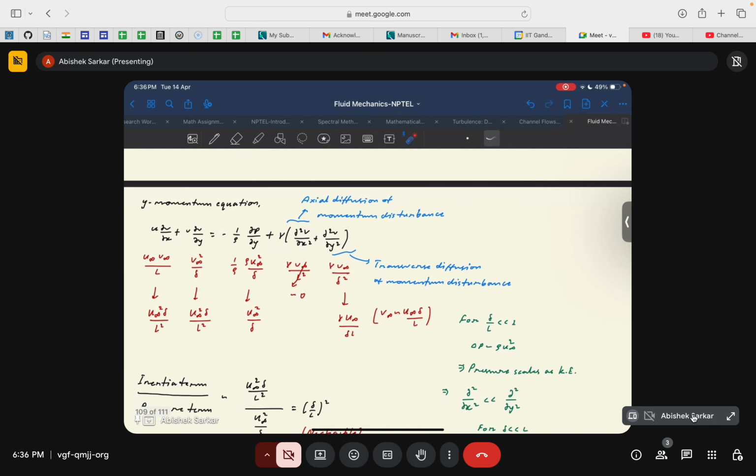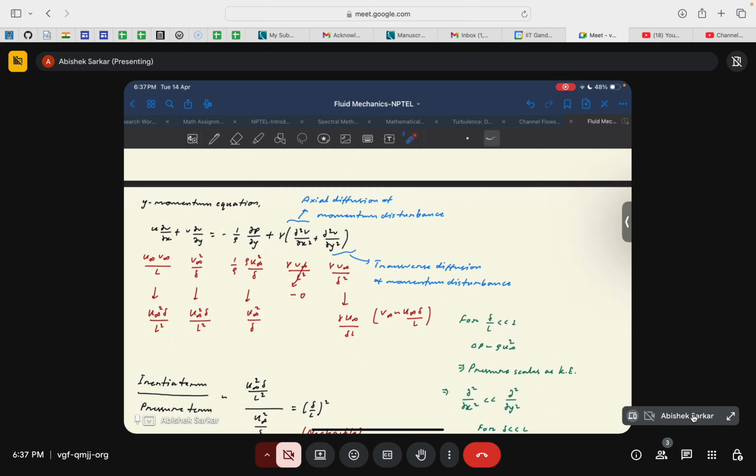So u will vary as u infinity, which we already found out from the continuity equation, and v will vary as v infinity, and x varies as L, so this term varies as u infinity v infinity divided by L. Similarly, this term v dou v by dou y varies as v infinity square divided by delta, since dou y varies as delta. The interesting thing is pressure.